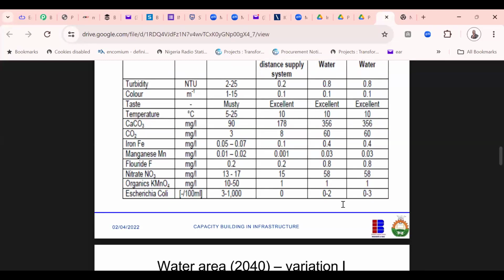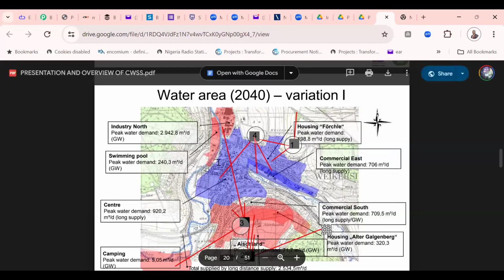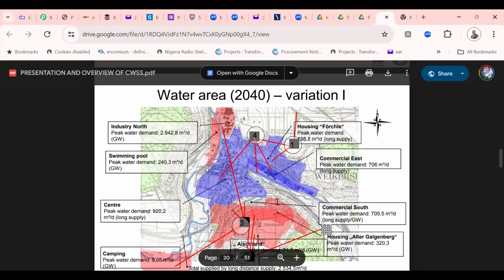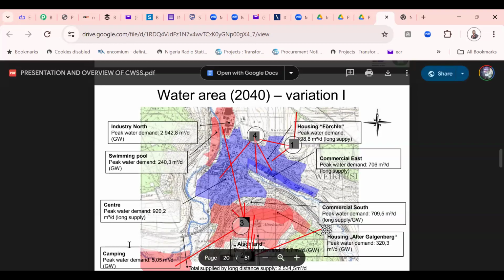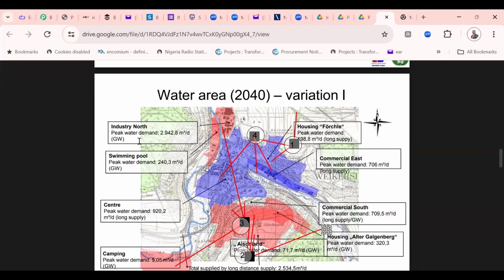Then the next thing, okay, I've asked this one. You now distribute the water based on the different areas. So if you look at this one, which we're going to do now, you see that we have industrial north, we have housing, and commercial east. In our own context, I wanted to see this like Wuse Zone 1, Wuse Zone 2, Abaji, Gwarinpa, Maitama, Asokoro. Why is this distribution important?